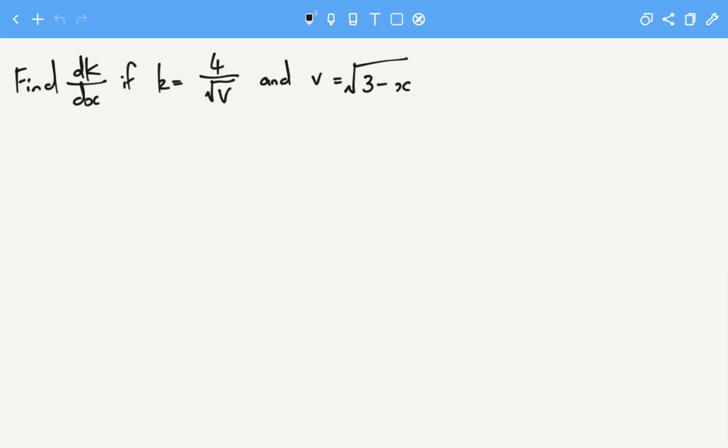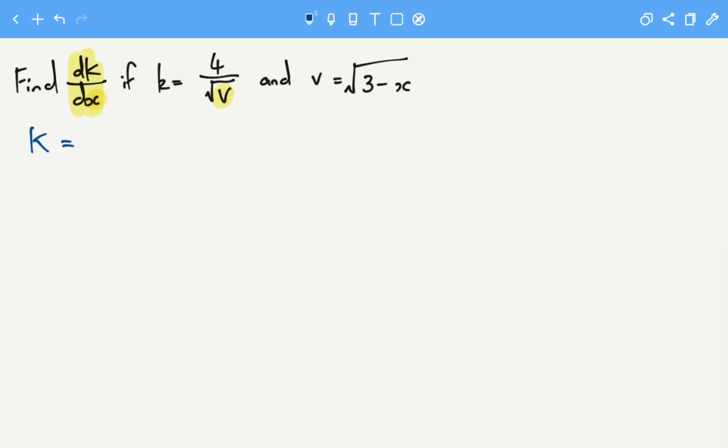So the first step is you want to get the question, now I'll write in blue, you want to get the question to be k equals something in regard to x. Because here you have dk over dx. So you want to have your question to be k equals something x. Whereas over here we've got k equals 4 over v. We want to get rid of that v basically and make that v an x.